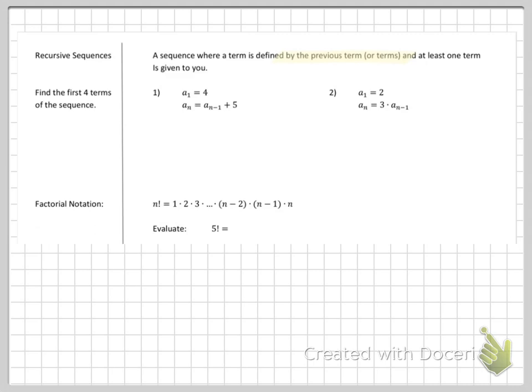So number 1 is written as a recursive, and we're going to find the first 4 terms. What number 1 says is that the first term is 4. So now I know the first term. Let's write it like we were writing it before. A1 equals 4.